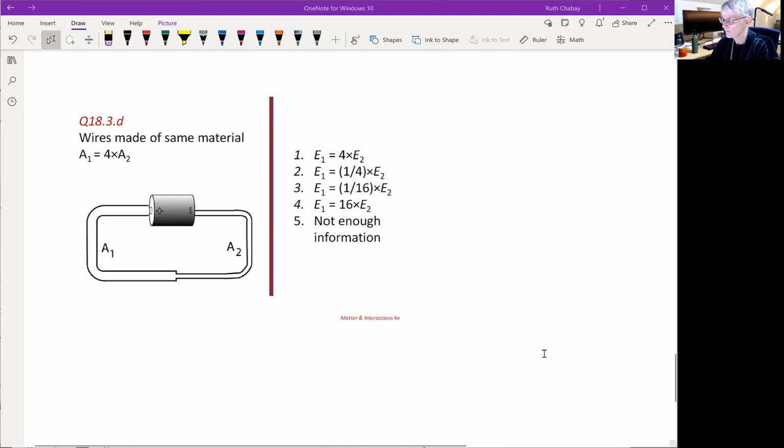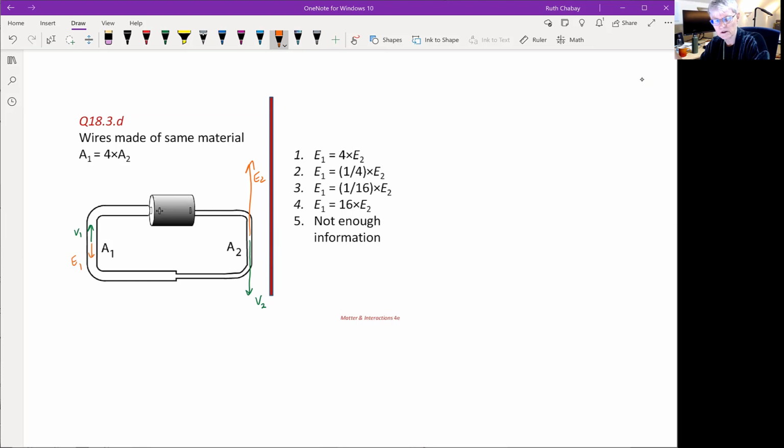Okay, so you correctly say that if the speed at two has to be greater than the speed at one, then the electric field at two has to be greater than the electric field at one. And so that says that we have this picture we drew before, which is if we have to have a bigger speed here than here, then that's going to take a bigger electric field here than there. And in fact, since the cross-sectional areas differ by a factor of four, it's going to be a factor of four.